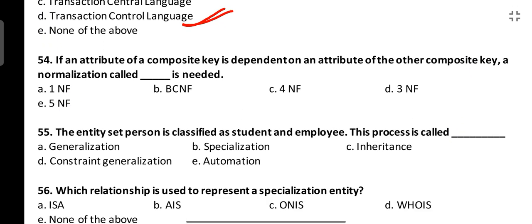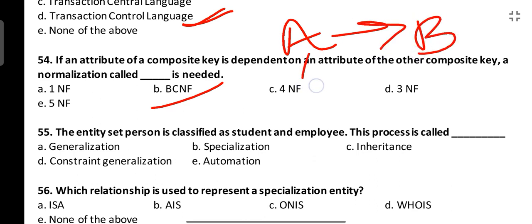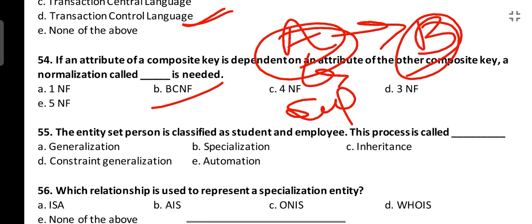Next is, if an attribute of a composite key is dependent on an attribute of another composite key, then normalization called dash is needed. This is BCNF. What is BCNF? BCNF says if A derives B, then A must be a super key. What does this mean? If B is a prime attribute, then A cannot be a non-prime attribute. That's what BCNF tells, and that's what they're asking also. If an attribute of a composite key is dependent on an attribute of the other composite key, this is known as BCNF.